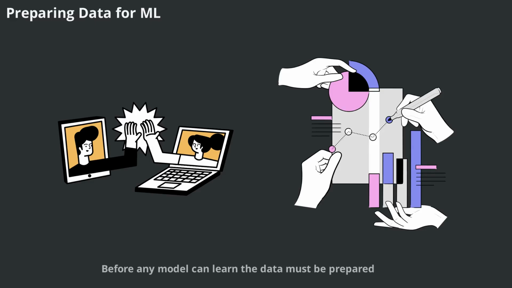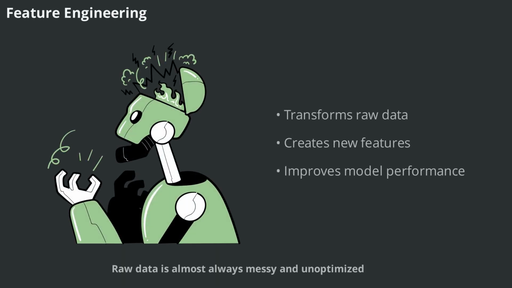Before any model can learn, the data must be prepared. This involves several steps, including cleaning, transforming, and organizing the data. Engineers spend a lot of time making sure the data is in the best possible shape for the algorithm to learn from. Proper data preparation is the foundation for building accurate and reliable machine learning models. Our data is almost always messy and unoptimized.